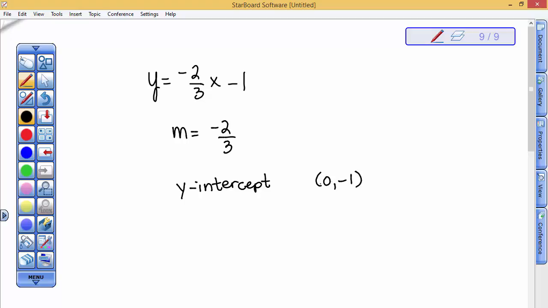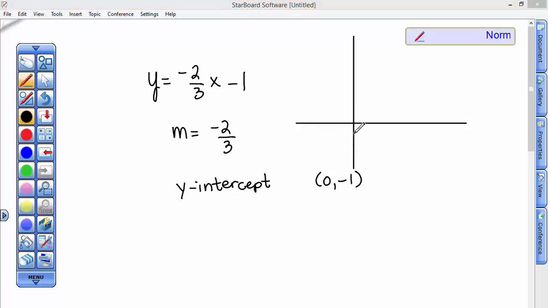So if I were going to graph this line from that data alone, and I think I better stretch this a little bit, I would start with the y-intercept right here at (0, -1). And you know how the slope is negative 2/3? One of these two numbers has to be negative, and one of them has to be positive. It does not matter which one. But if you make the 2 negative, that means in the y direction I should go down 2, and in the x direction I should go to the right, a positive 3. So I'm going to go down 2 and to the right 3.